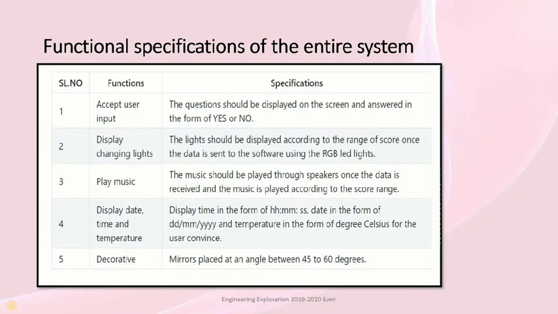We had listed all the functions of our project during the first phase of the engineering design process. But now we need to elaborate the implementation of our functions. So this is the functional specifications of the entire system. This table consists of precise details about the functions, such as accepting user input, displaying lights, playing music, displaying date, time and temperature, and the decorative mechanism.